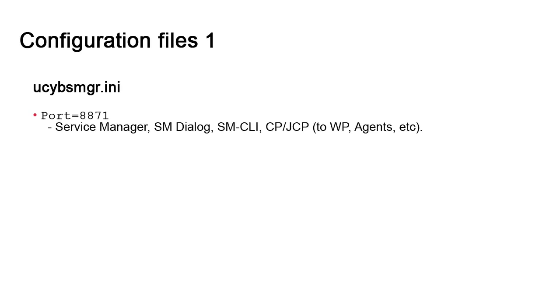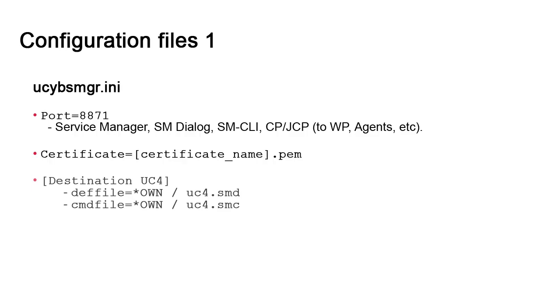ucbsmgr.ini is the main configuration file. It contains a number of sections for logs, traces, and more. We focus on 3 important sections. The first is the port. The default is set to 8871. The certificate section contains the name of the encryption certificate. Once you started Service Manager, an empty PEM section means CAPKI is either not installed or isn't functioning.